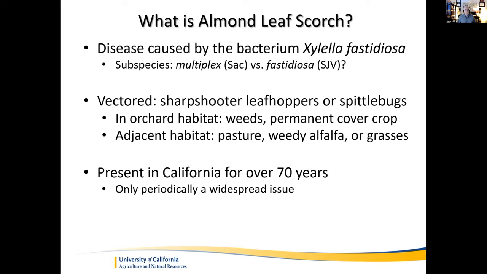I often find that orchards with a lot of almond leaf scorch disease are right next to weedy alfalfa or pasture or other grasses. The disease has been present in California for over 70 years, but it's really only periodically a widespread issue, which is why it hasn't been so consistently studied. So Franz Niederholzer and myself certainly had a lot of farm calls last year with almond leaf scorch. Franz had zero this year, and I had about half this year compared to last year. So it really varies year to year, and we don't fully understand why.